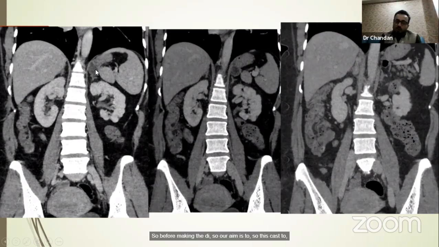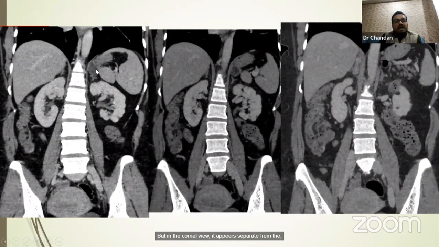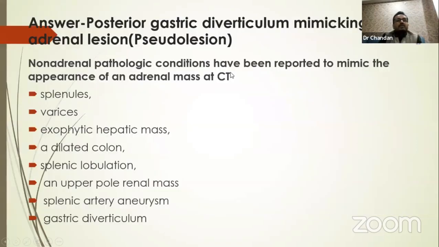Our aim in showing this case is that before making the diagnosis on the axial view, we should look at the coronal view also, so that we can make the appropriate diagnosis, because in the axial view the lesion appears as an adrenal lesion, but in the coronal view it appears separate from the adrenal. So this is the pseudo lesion, and the pseudo lesion comes from the stomach. This is a posterior stomach wall diverticulum. So the answer is posterior gastric diverticulum mimicking an adrenal lesion, meaning a pseudo lesion.